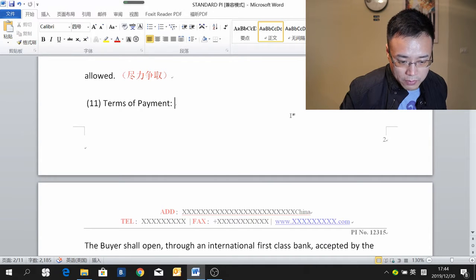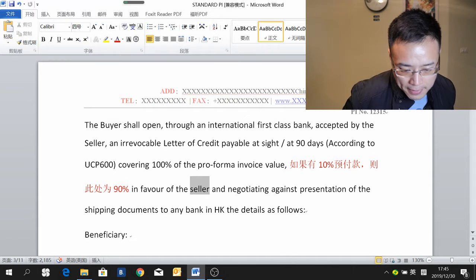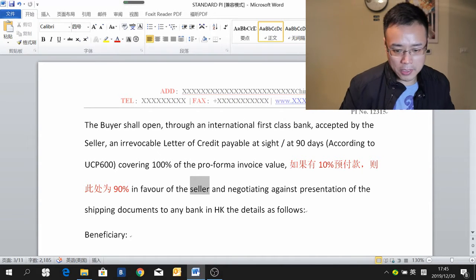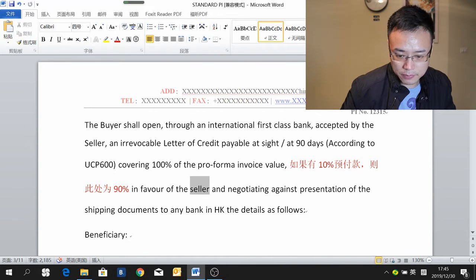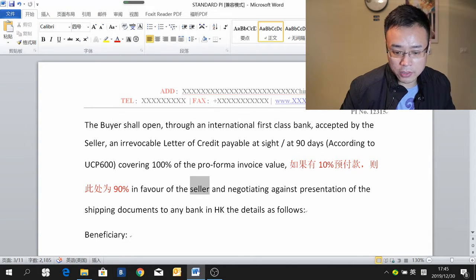Okay, number 11, terms of payment. The buyer should open through an international first-class bank accepted by the seller an irrevocable letter of credit payable at sight at 90 days according to UCP 600. Okay, this is payment by LC, and we have another term only for payment by TT.